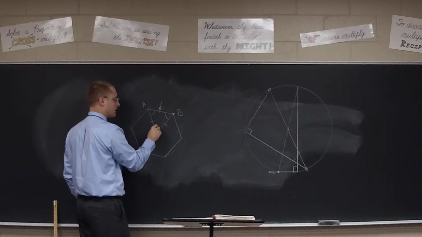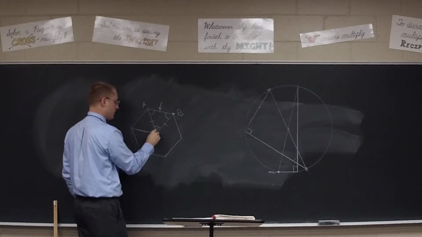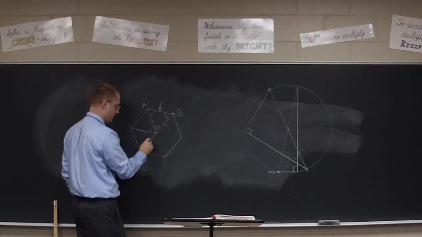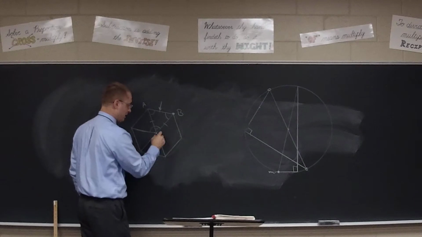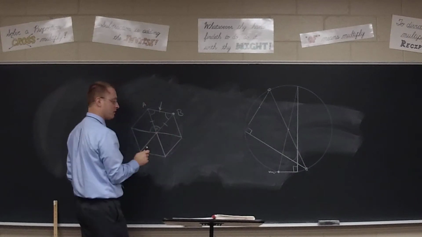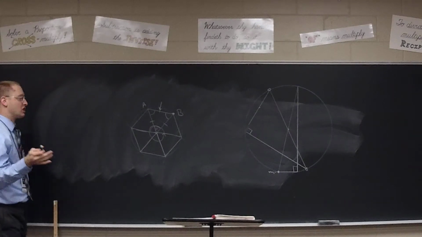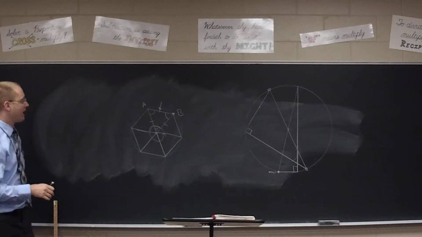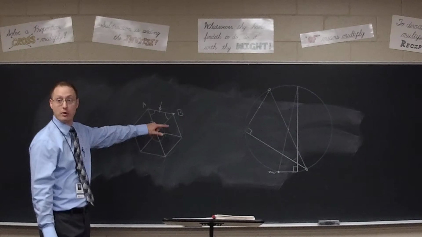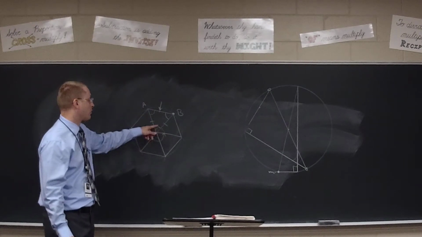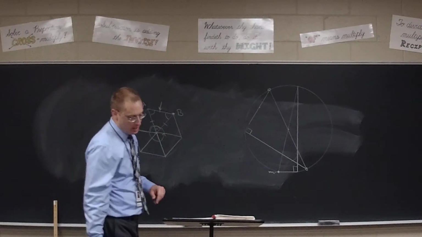60 degrees. So how big is this angle? 60. And this angle? 60. And this angle? 60. And this angle? 60. And if you were to add all 6 of those 60s together, you would get the 360 degrees at the center of a circle. And that's another reason, by the way, why it has to be a regular hexagon, because you have the equal angles all throughout.